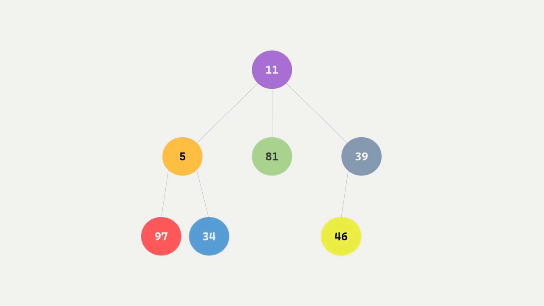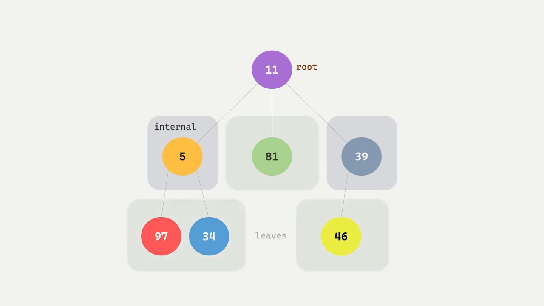Now, adding to this, there are further definitions built on top of parent and child node definitions. First of which is the root node, which is the highest node in the tree, and it has no parent node. Next, the internal nodes are nodes that have one or more child nodes. And finally, the leaf nodes are nodes with no children.